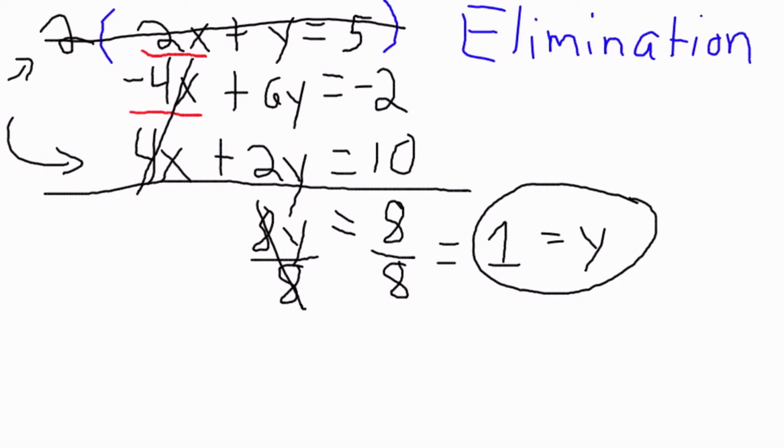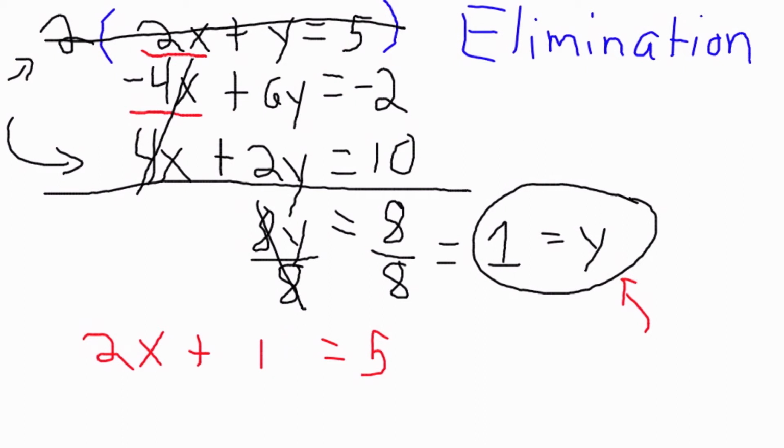Now that we know what one of the variables is, we can find out what the other variable is. Since we know that y equals 1, we can solve for x. So let's go back to the original equations. We can pick either one. It doesn't really matter which one you choose. Let's start by using the first equation, which is 2x plus y. But instead of y, since we know that y is equal to 1, we're going to put 1 instead of y and continue solving it. So we have 2x plus 1 equals 5.